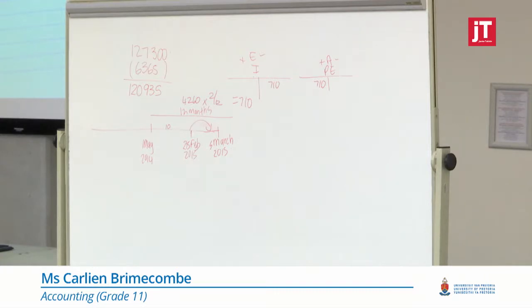Right, next. The rent for March 2015 was received and deposited. The rent amount of 69,600 was closed off to the profit and loss account. So what makes this one slightly more challenging?